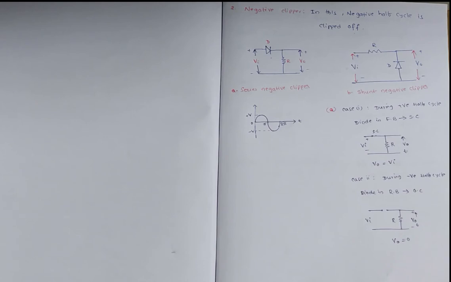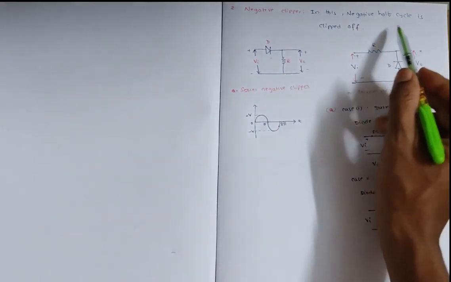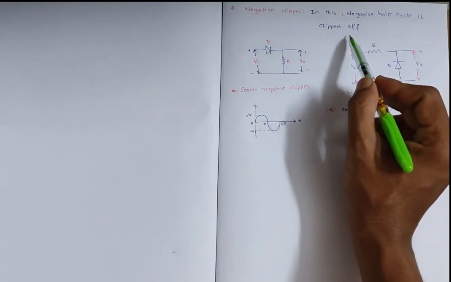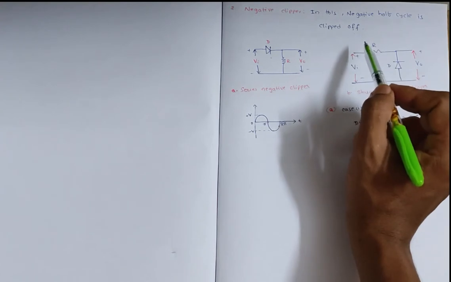In that classification we discussed the positive clippers. In the positive clippers, the positive off cycle is clipped off. Today we will discuss the negative clippers. In the negative clippers, the negative off cycle is clipped off or removed. That means the output of a negative clipper does not have the negative off cycle.